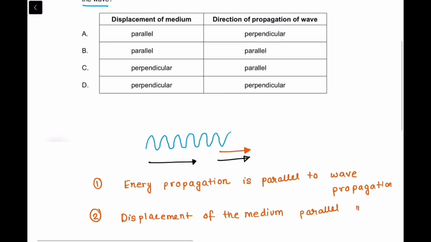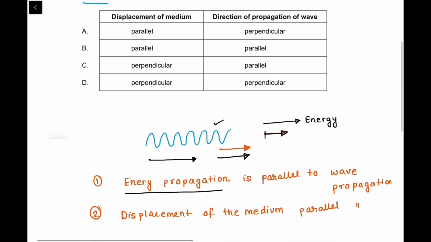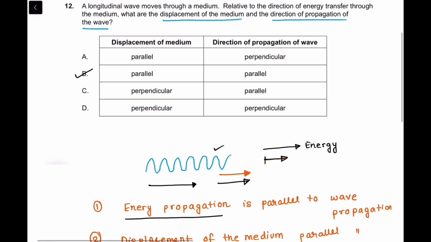So that means suppose the wave propagation is happening in this manner for this wave, right? The displacement of the medium will also happen parallel to the direction of the wave propagation, which is in fact parallel to the energy propagation. So that means both of them would be parallel to the energy propagation, and that is option number B.